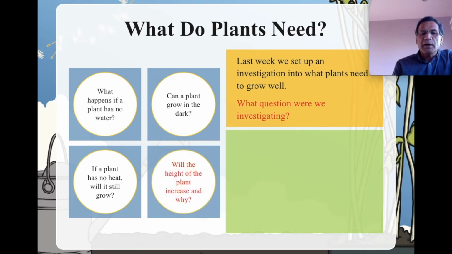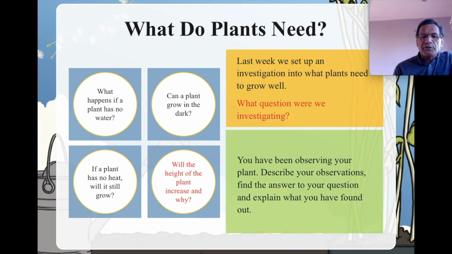Now the question mark, this is our question from last week. Will the height of the plant increase and why? So yes, all the plants have increased in height except for the coriander. So we're going to take that coriander out of the pot and put it in a pot all by itself. Why is the height increasing? Well, we can think about wilt as well as space and nutrients.